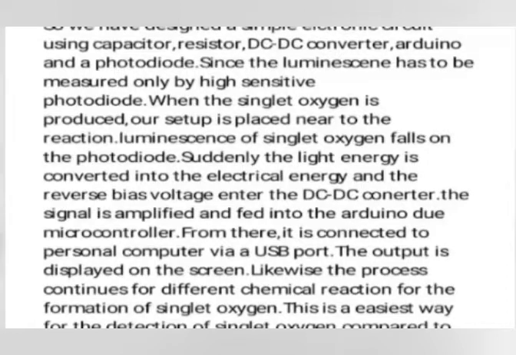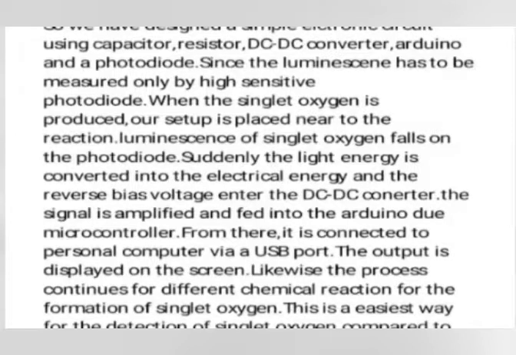Suddenly, the light energy is converted into electrical energy, and the reverse bias voltage enters the DC to DC converter. The signal is amplified and fed into the microcontroller. From there, it is connected to a personal computer via a USB port. The output is displayed on the screen. Likewise, the process continues for different chemical reactions for the formation of singlet oxygen. This is the easiest way for the detection of singlet oxygen compared to the existing one. It is also cost efficient.